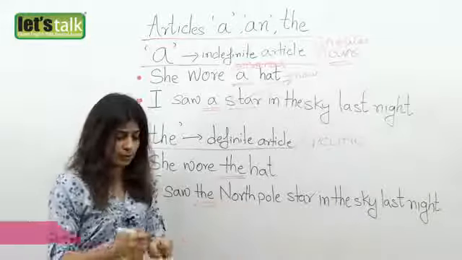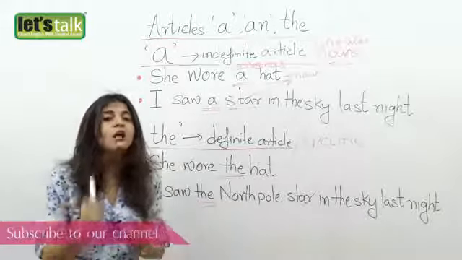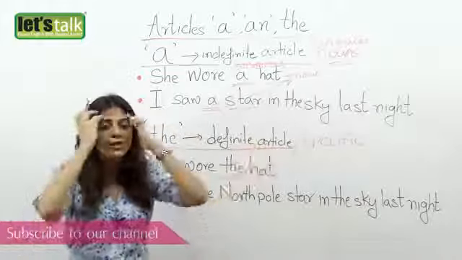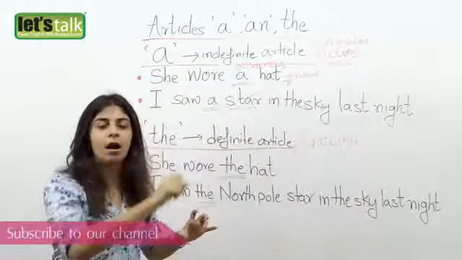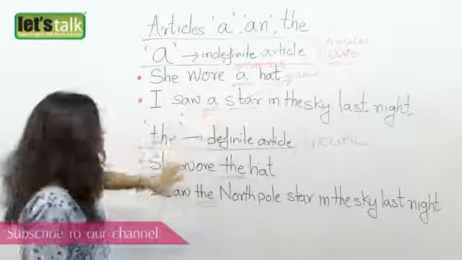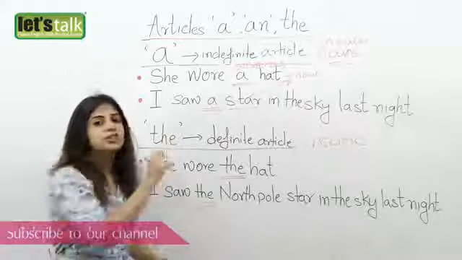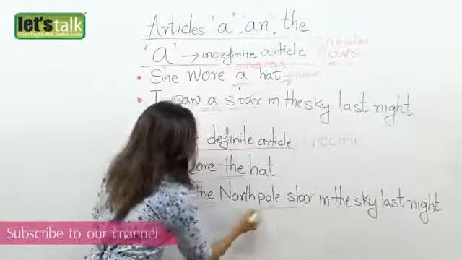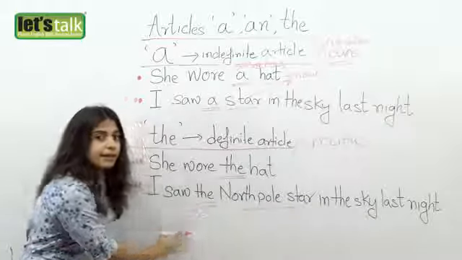And North Pole star, it's the specific star that you spotted. Again, here, you know there are millions of stars and you just spotted some star, okay? You just spotted a star. So that's why you used a here. And here, you know that you spotted the North Pole star and therefore, you are using this article, the here.